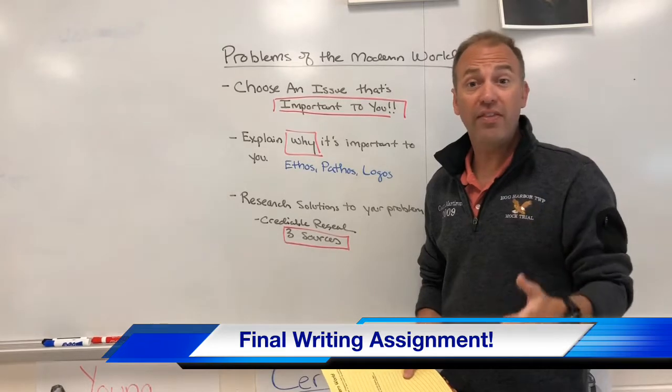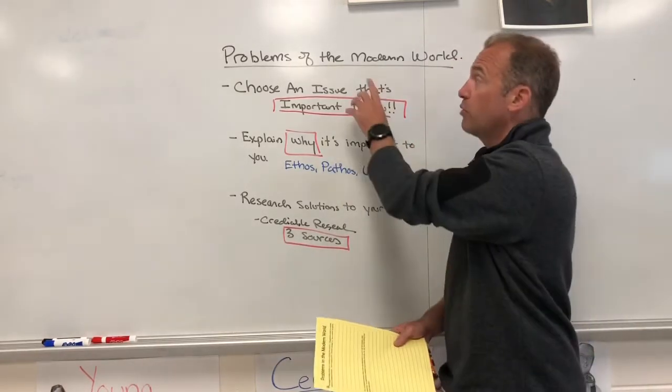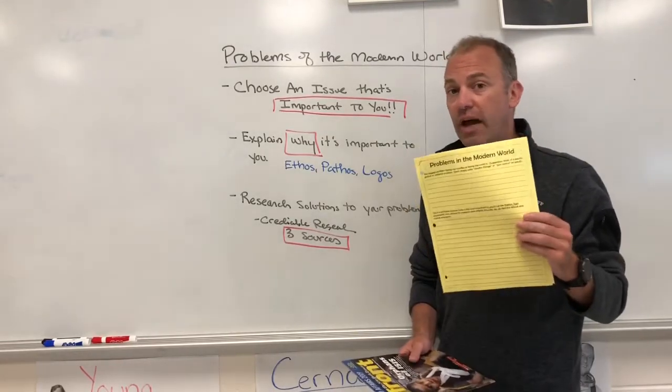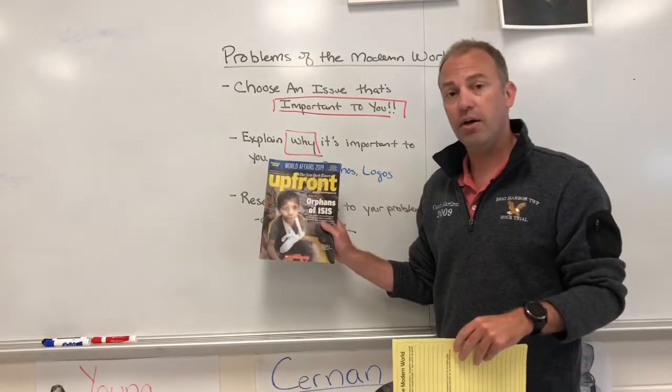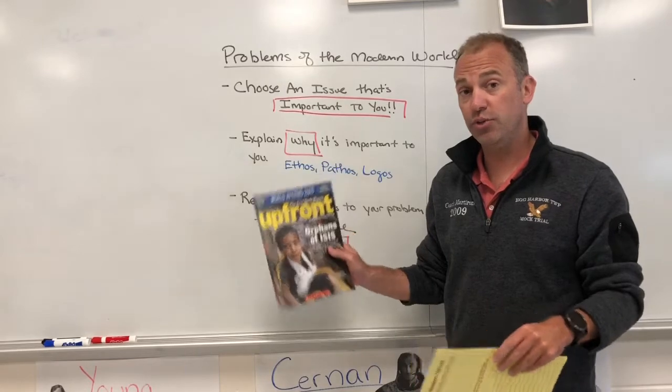So here we are, we're at the end, we're up to modern day. And this assignment, we're gonna focus on problems of the modern world. So you all should have this yellow outline sheet, and later at some point you all may wanna grab a copy of the Upfront magazine that deals with world affairs and world issues.